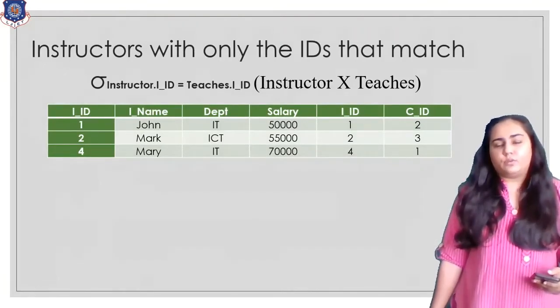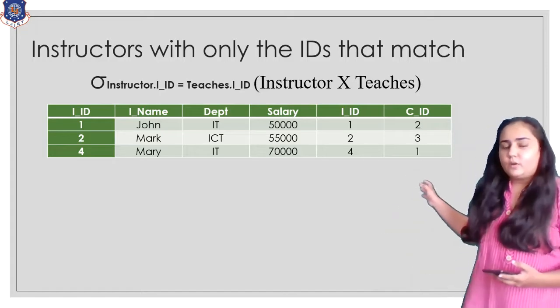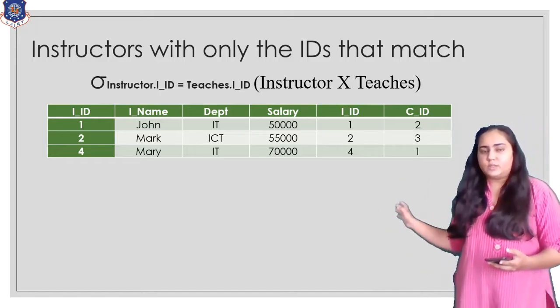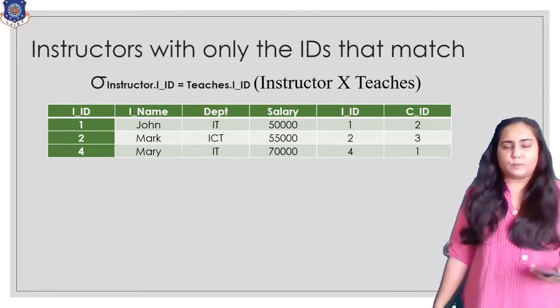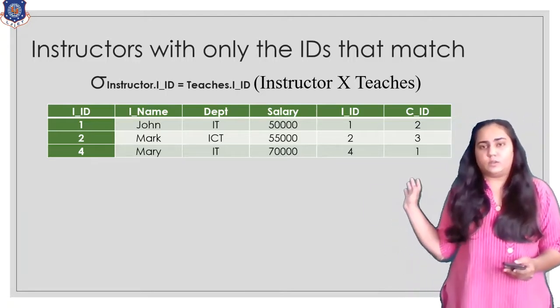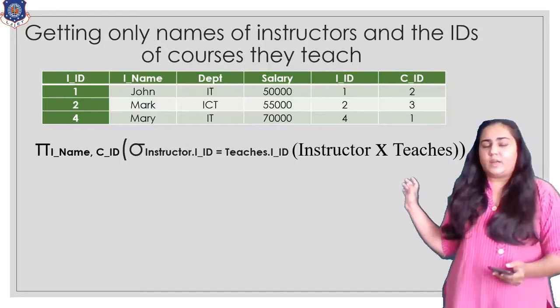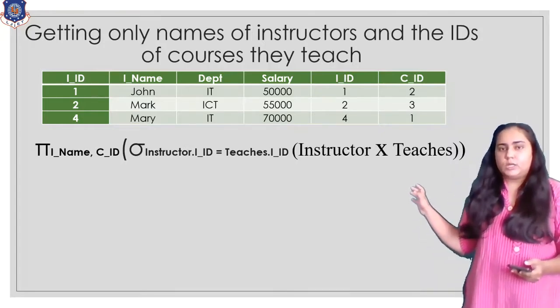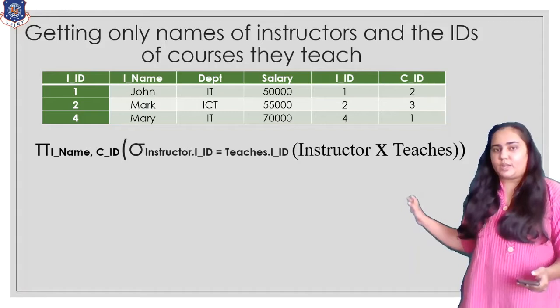So if I remove instructors with only the IDs that match, then there are only 3 instructors, 1, 2, and 4, which will be left because those are the only ones matching, and also because the teachers table contained only 3 rows. So this is what you will end up getting. And now if you want to get from here only names of instructors and the IDs of the courses they teach, then this is how you will be writing your query. So first of all, you have done instructor cross teaches in one bracket.